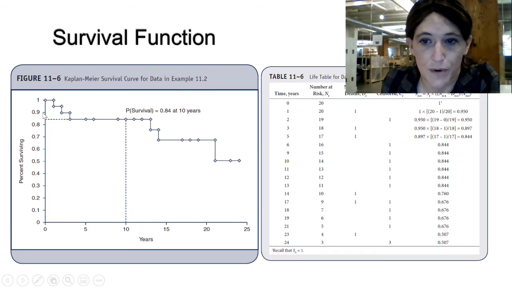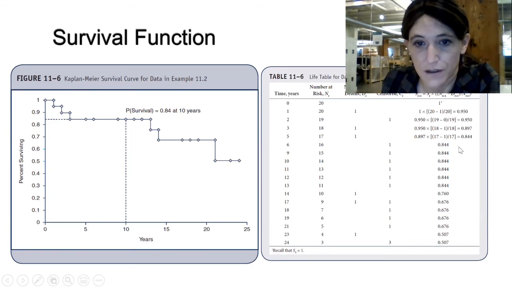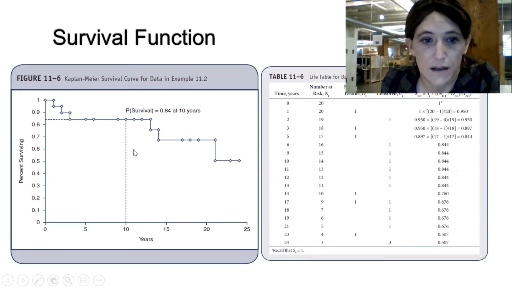And so our survival probability at any point here will be the probability of having survived up to that point and then at the end of that time period. So we've got 95% surviving through 2 years and so on, okay? And so it's pretty easy math here. So we create this life table, and from that we can then plot the survival curve.